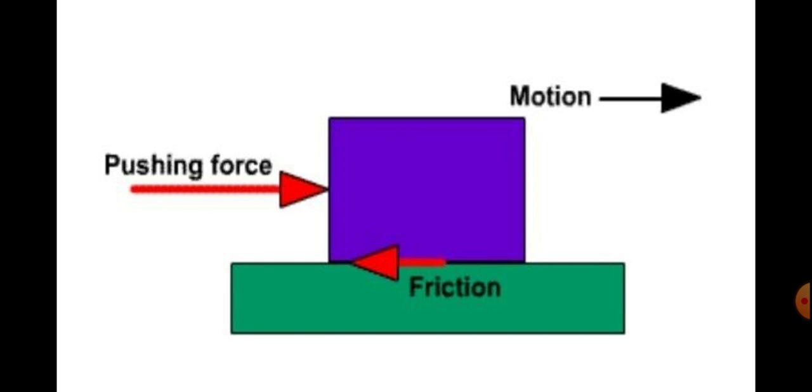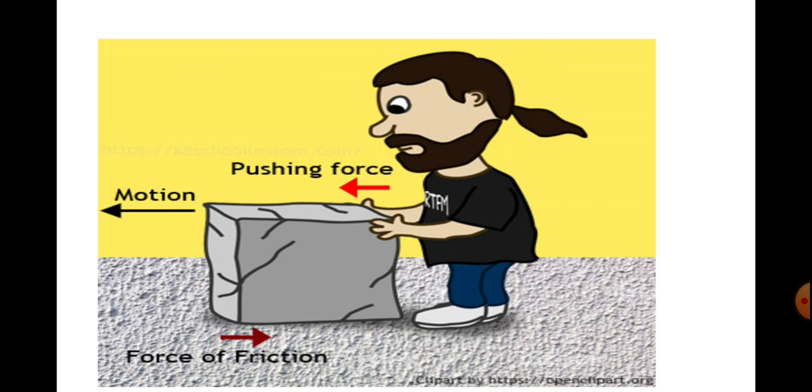Thus, we can say that when the force is applied by our push to move the book toward the right or toward the left, what happens? It gets stopped. That means the force of friction is acting in the opposite direction to the motion of the book. So what we have observed, the same activity we can perform with the help of a rock also.